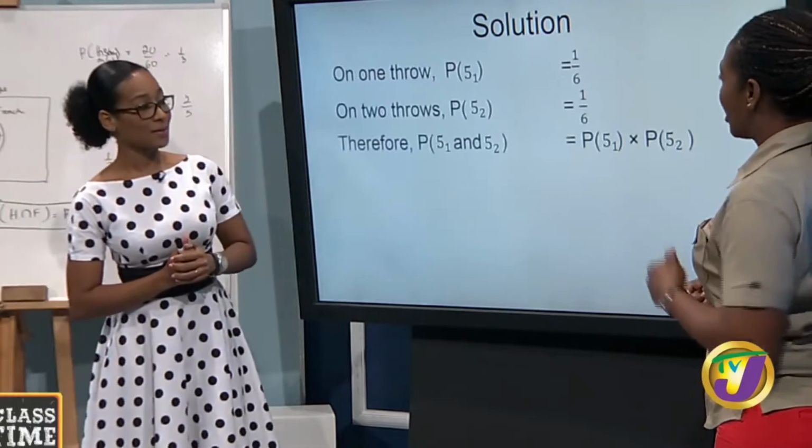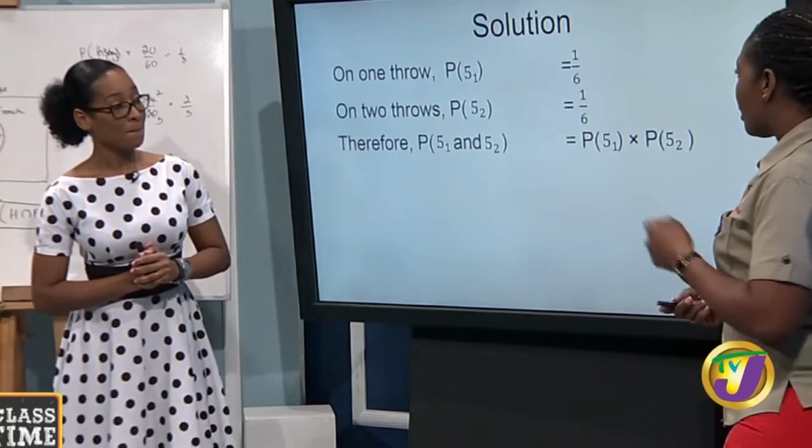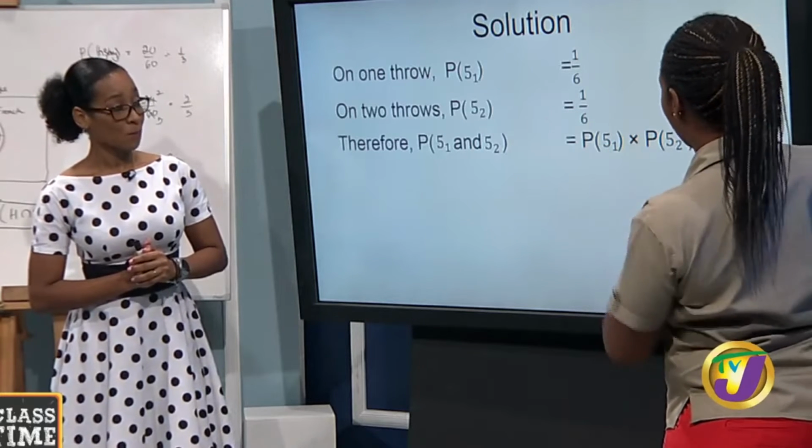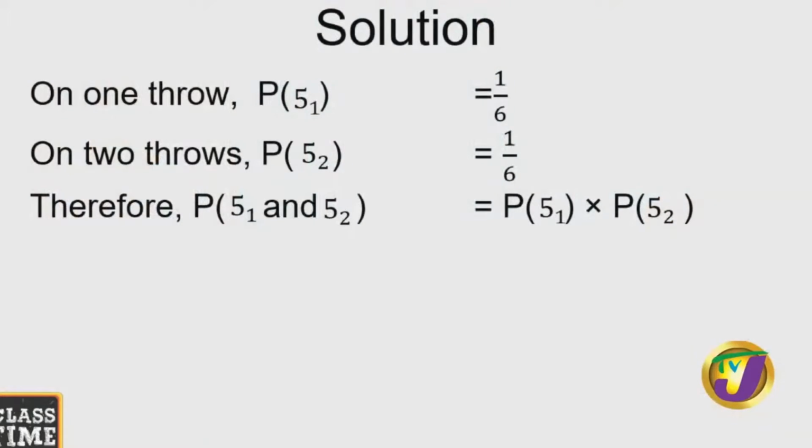First 5, 1/6. Second throw, it's 1/6. And first 5 and second 5. We have the probability of 5 in the first throw, and the probability of 5 in the second throw. And we will multiply 1/6 by 1/6, giving us 1/36.